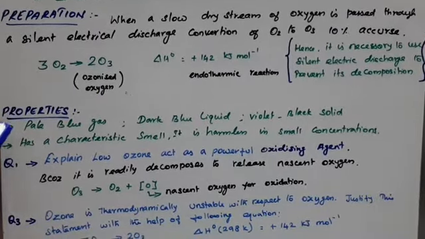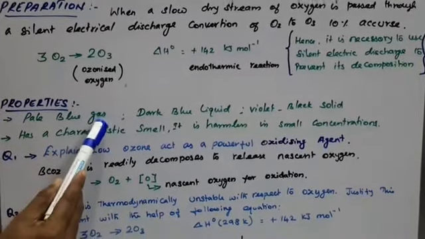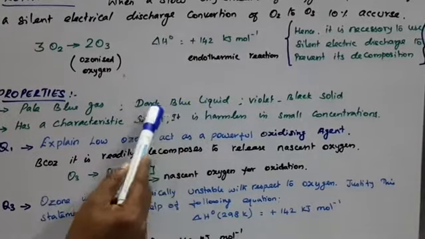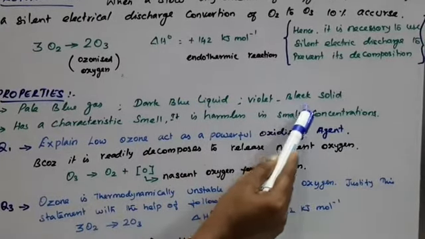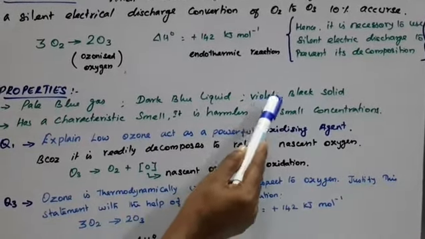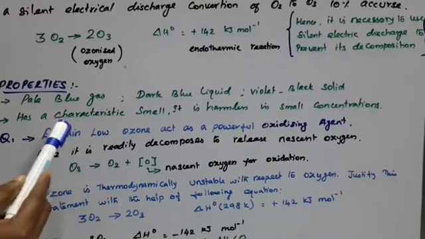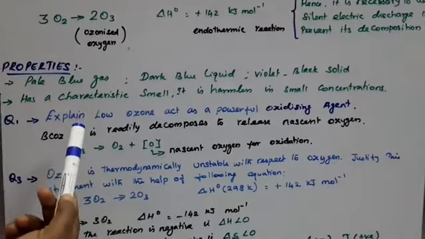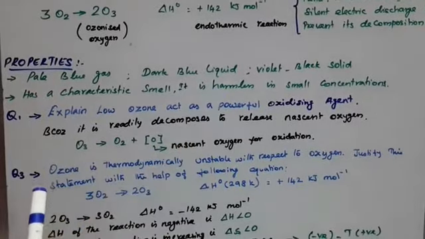Then properties. In gaseous form it is pale blue in color, in liquid form it is dark blue, and as a solid it is violet in color. Ozone has a characteristic smell, and it is a harmless gas.